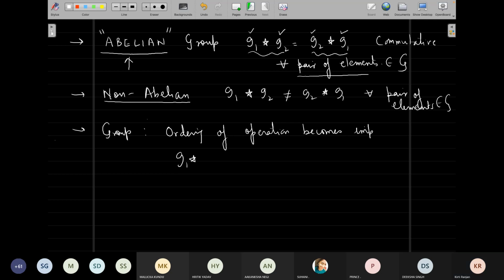Questions up to this point? Definition of the group or the abelian nature of the group?